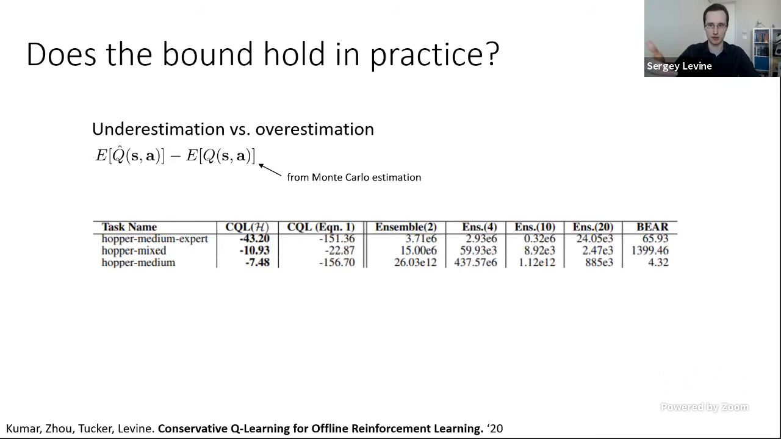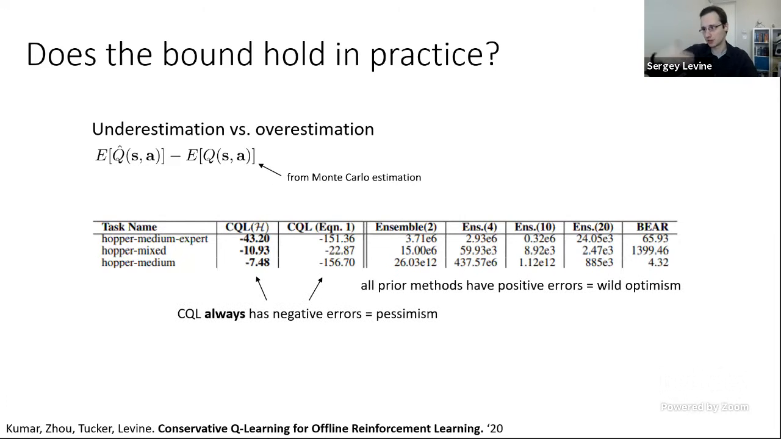So CQL(H) is the final method that I showed. CQL equation 1, that's the initial method that just has the minimization. And you can see that both of the CQL variants give lower bounds, although the more advanced version gives a much tighter bound. And then most of the prior methods, things like ensembles and policy constraints, actually are still wildly optimistic in comparison.